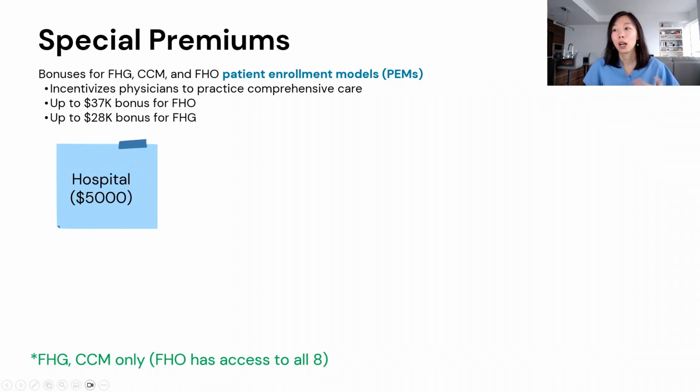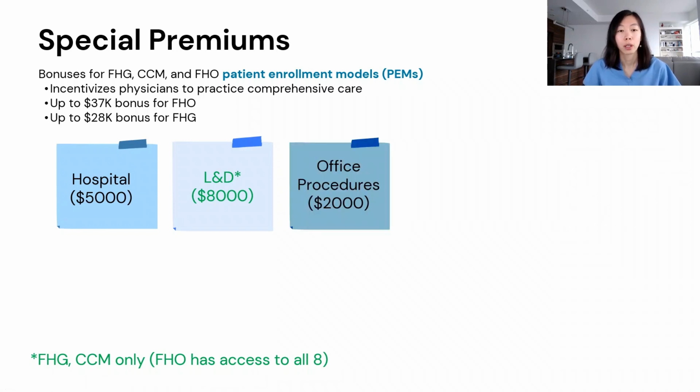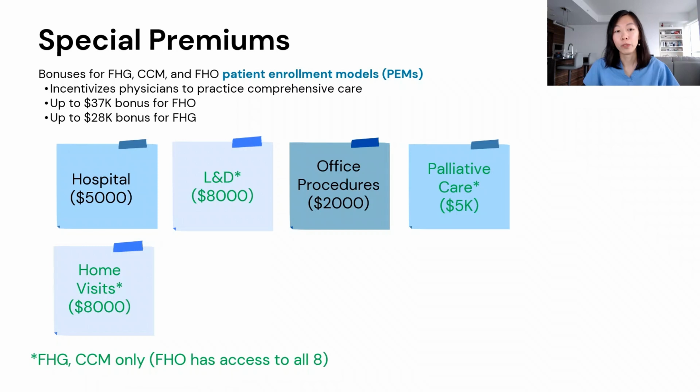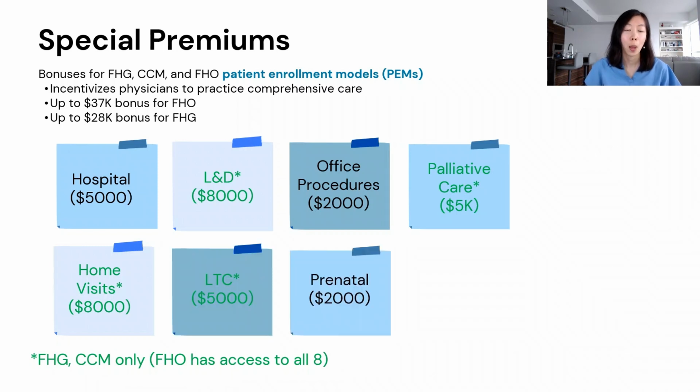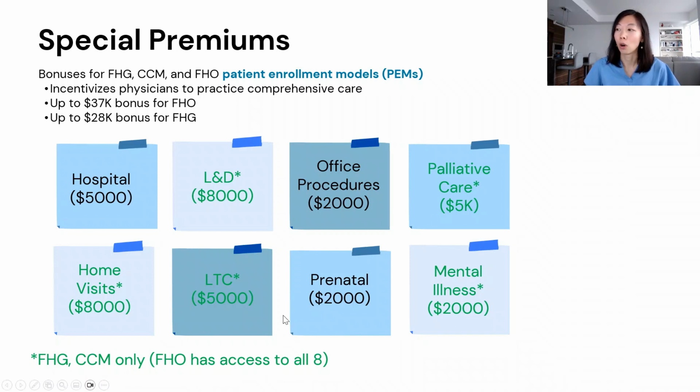So these are hospital premiums when you see patients in hospital as a hospitalist, for example, labor and delivery, and this one is accessible to FIGs as well. Office procedures, palliative care, home visits, long-term care, prenatal, and mental illness. All of the ones that are in green are for FIG practices only, but FO practices have access to all of them.